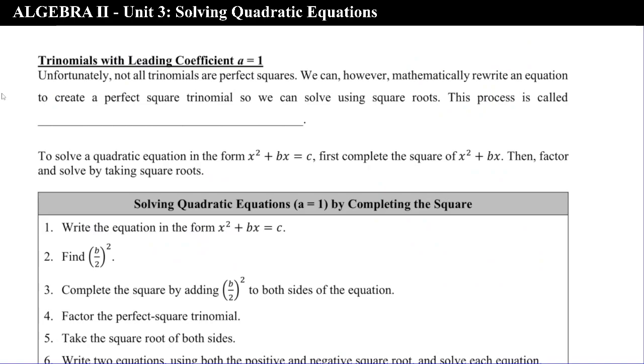Okay, let's move on to the next part of this. So you can see it's pretty easy to implement when you're given a perfect square already. Unfortunately, not all trinomials are perfect squares. We can, however, mathematically rewrite an equation to create a perfect square trinomial so we can solve using square roots. This process is called completing the square.